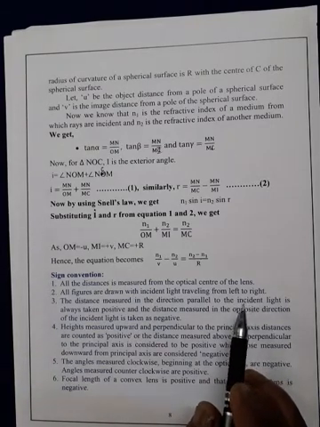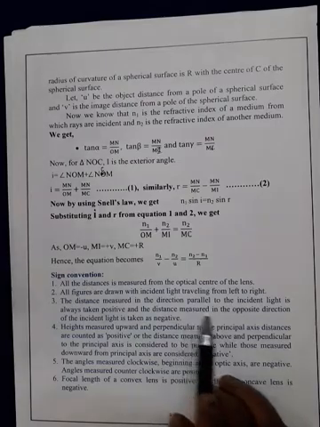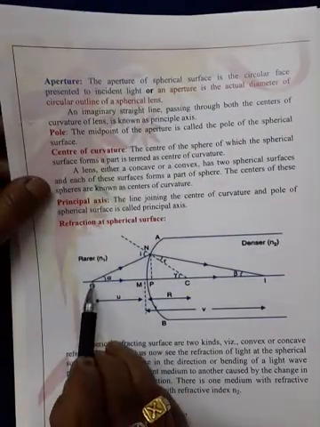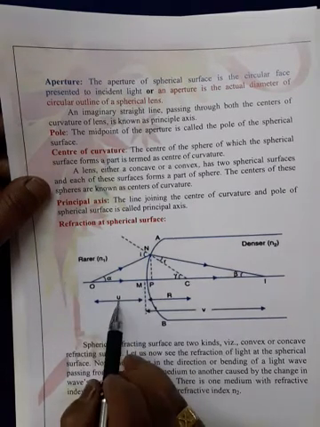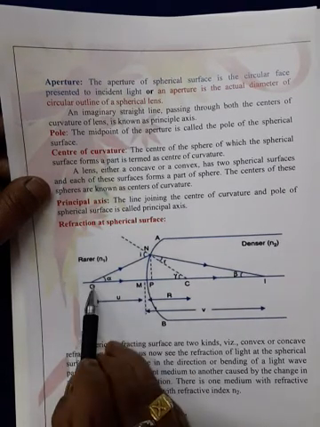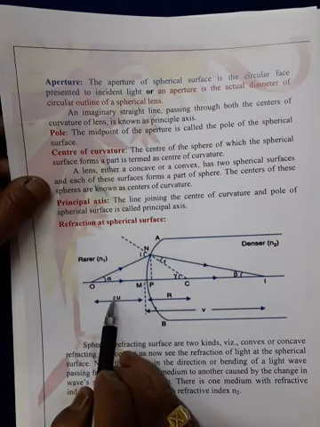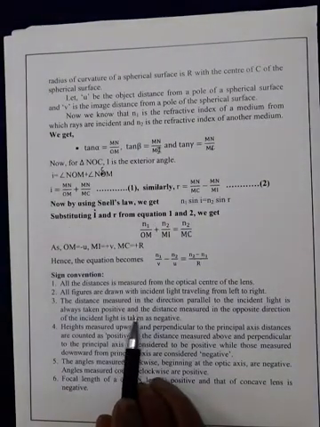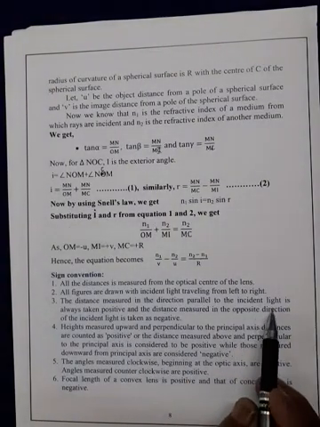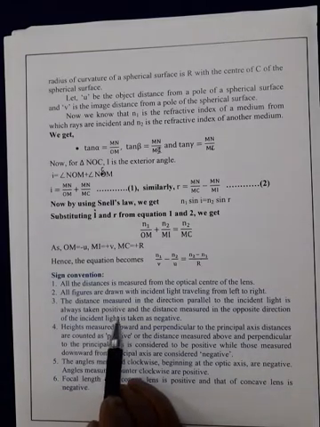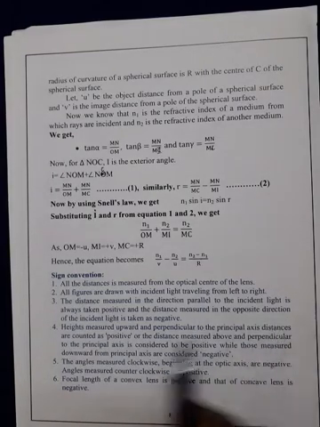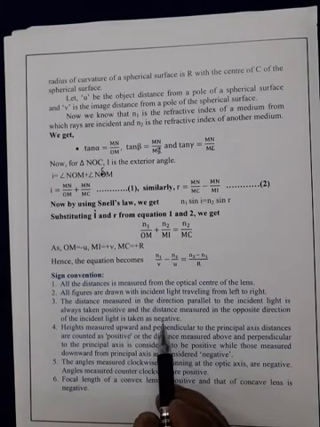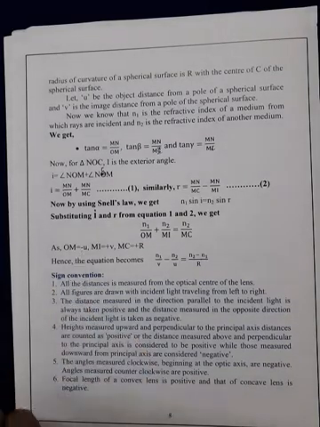If I measure it from O to M, I can say it is u. If I measure it from this to this, then I can call it minus u. Only there is a change of sign in it. The distance measured in the direction parallel to the incident light is always taken positive, and the distances measured in the opposite direction of the incident light are taken as negative. You remember this. This is what we have taken here, minus.